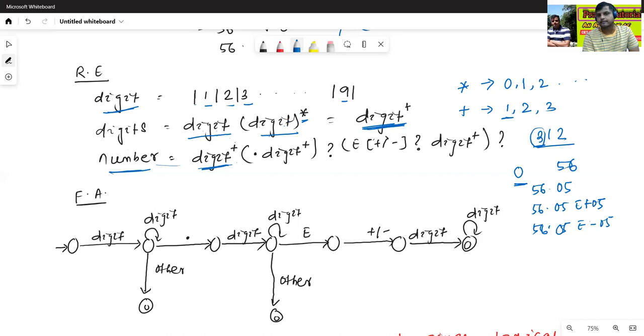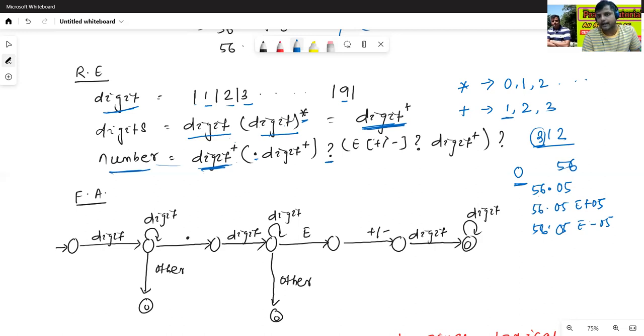Suppose I want to create 56.05. We can take 56 from digit plus, then the point means this is the decimal point. Then digit plus means this is 05. What is the question mark? Question mark means either zero occurrence or one occurrence.